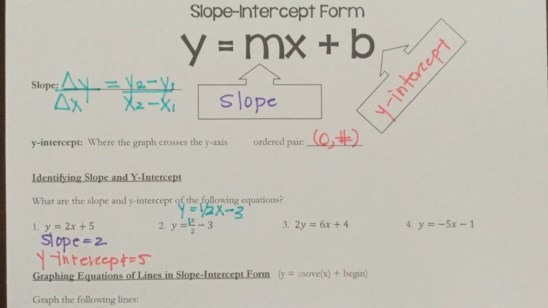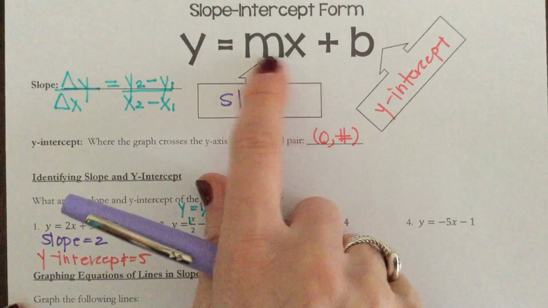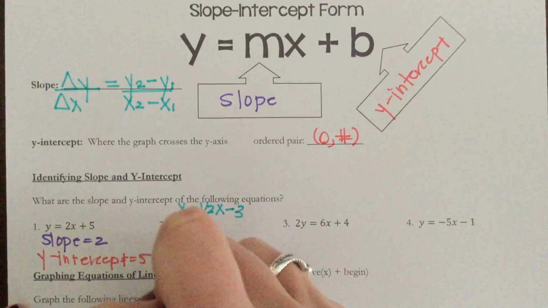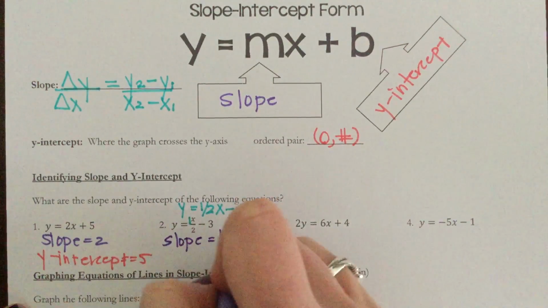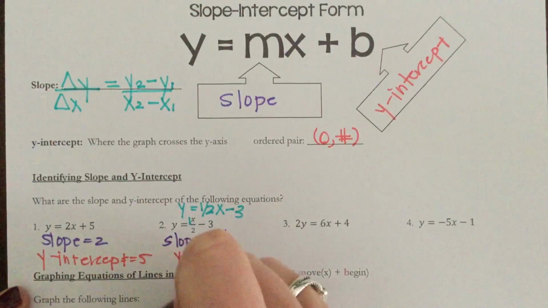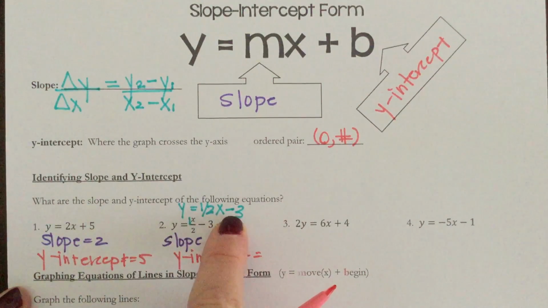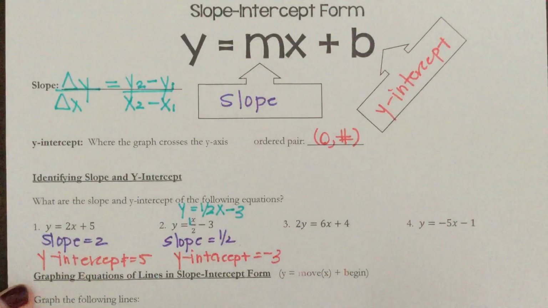My slope is always the coefficient of x. Remember, it's found directly in front. So what is x being multiplied by? My slope here, the number in front of x, is 1/2. My y-intercept is always the constant. So if I look at the y-intercept here, my constant in this equation is -3.